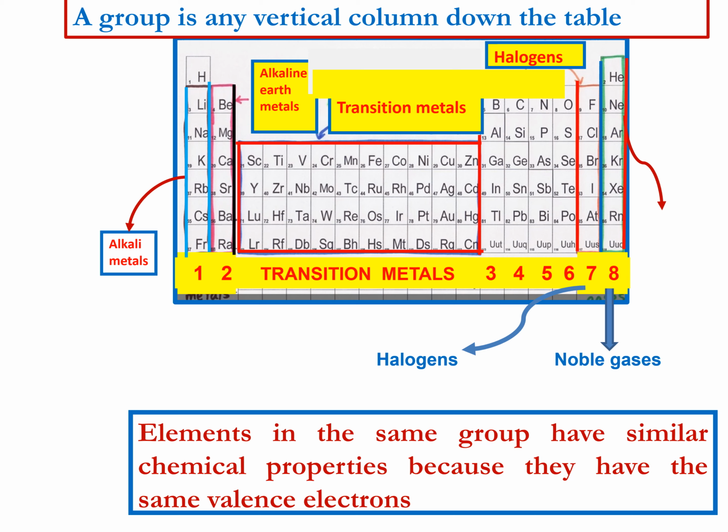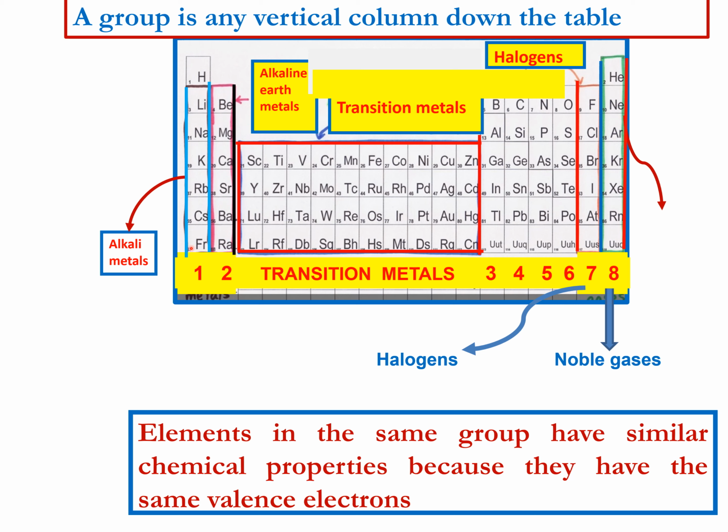So a group is any vertical column down the table. So this vertical column is group 1, this vertical column is group 2, this vertical column is group 3, this vertical column is group 4, this vertical column is group 5, this vertical column is group 6, this is group 7, and this is group 8. So any vertical column down the table is called a group.